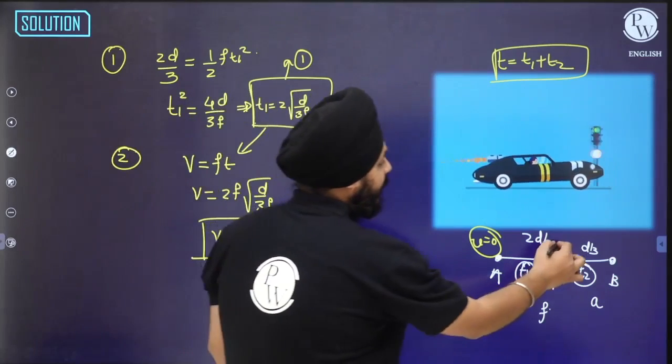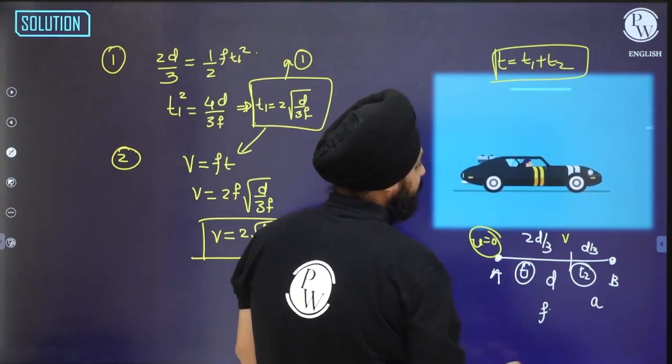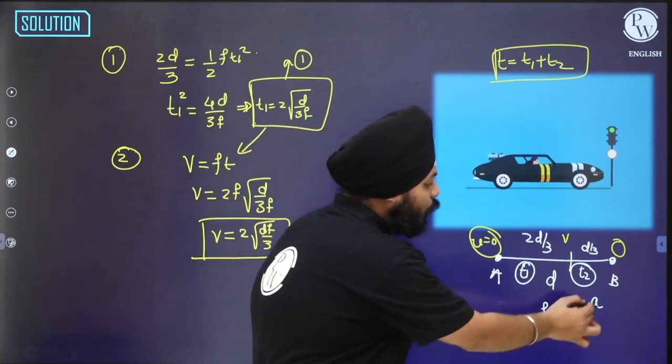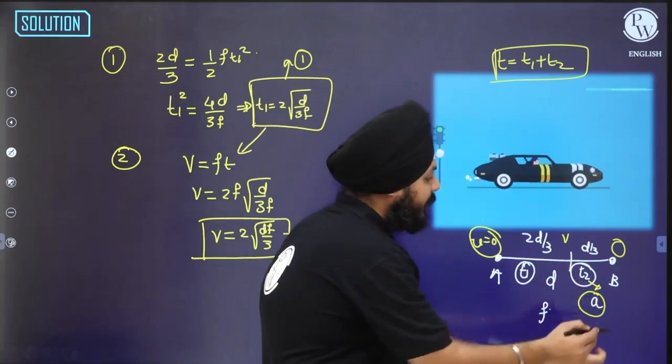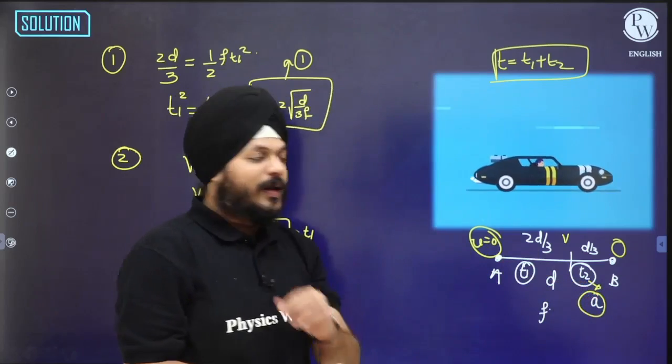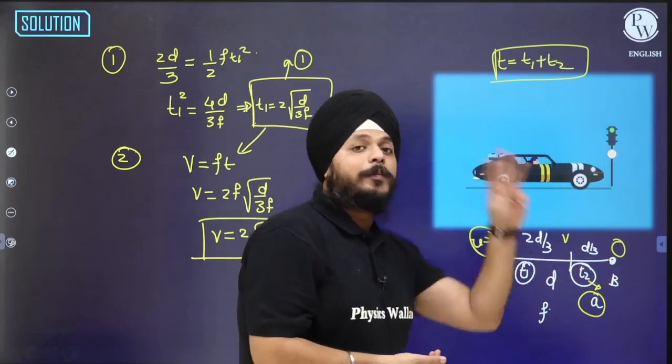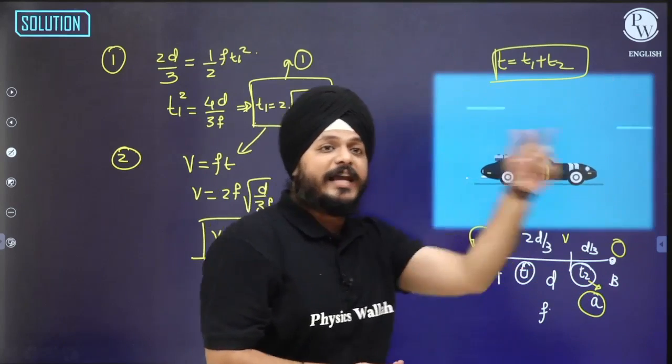So here we are getting the velocity as v. The final velocity is 0. Now to calculate the time T2, we need the acceleration. And to calculate the acceleration, we need to apply the third equation of motion for the second interval.